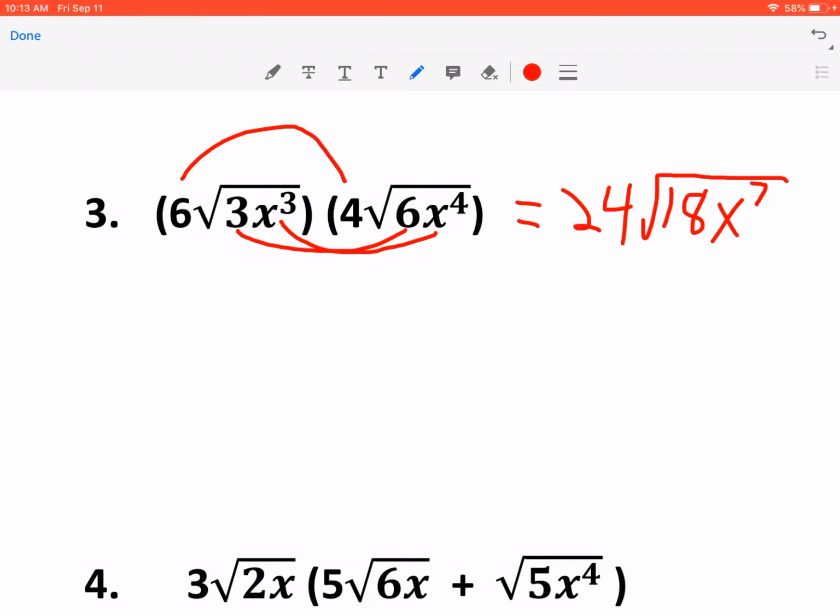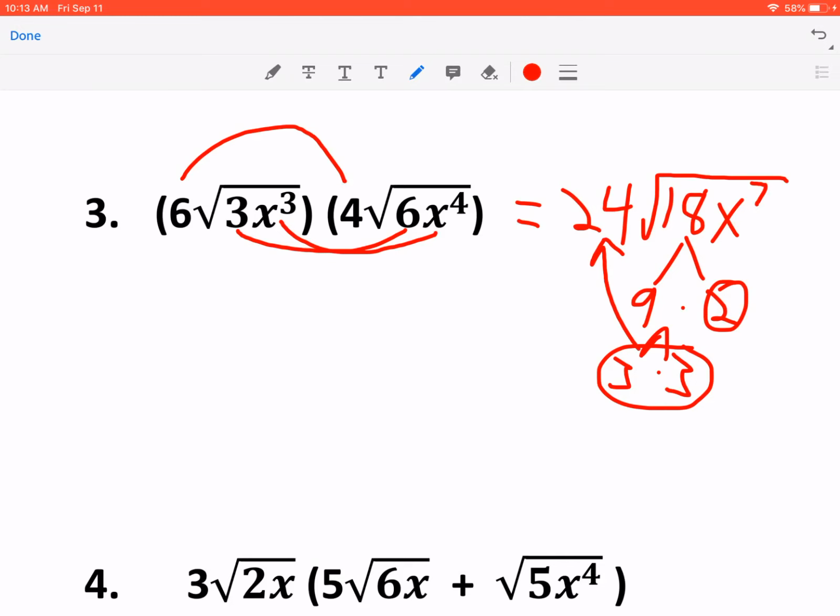So let's look at the number first. Can we break down 18? Sure. 9 and 2. 2 is prime. 9 gives you a pair of 3's. It's a perfect square. So who does 3 join? Joins the 24. So we're going to have 24 on the outside times 3 on the outside. I'm going to leave a little bit of space. Where does the 2 go?